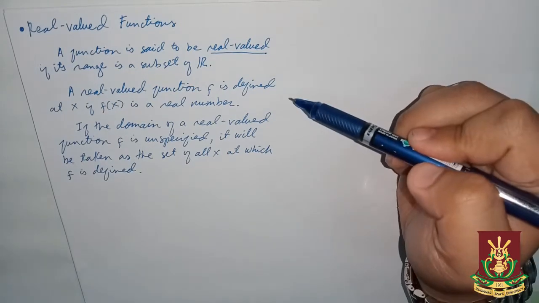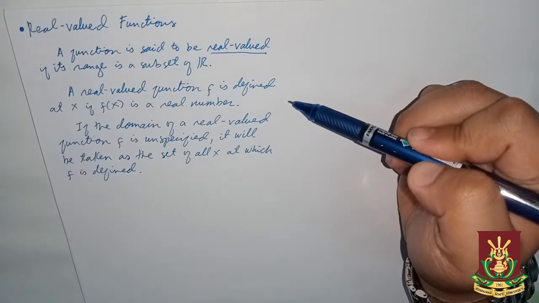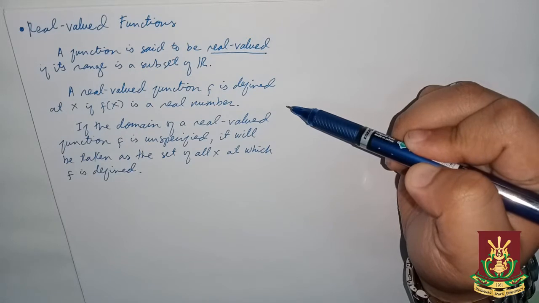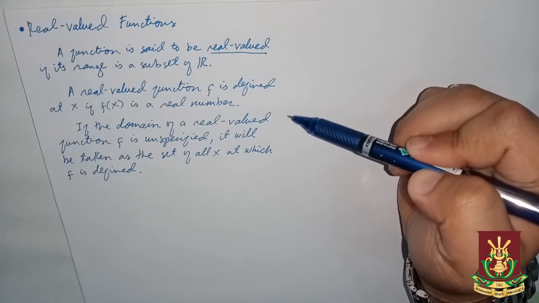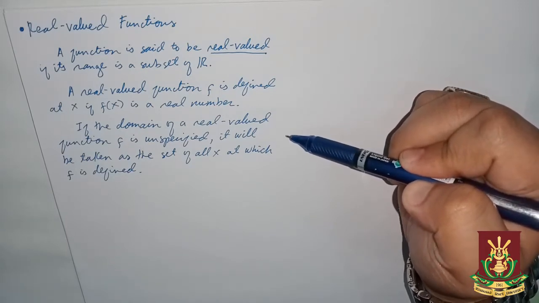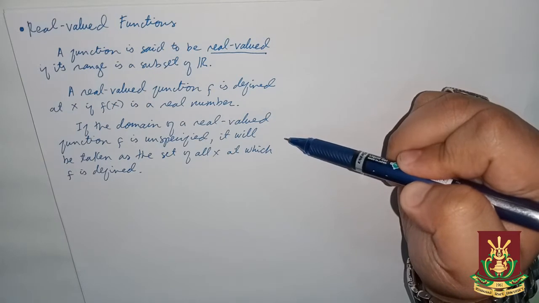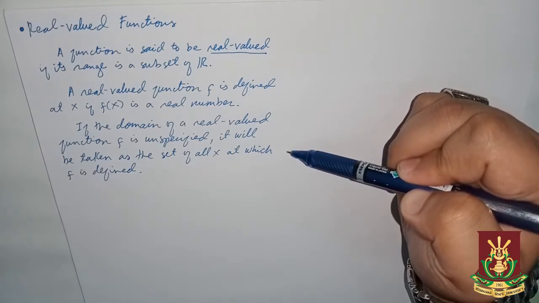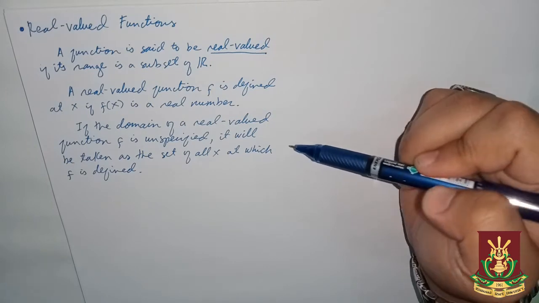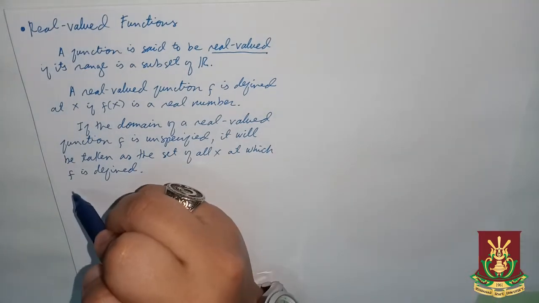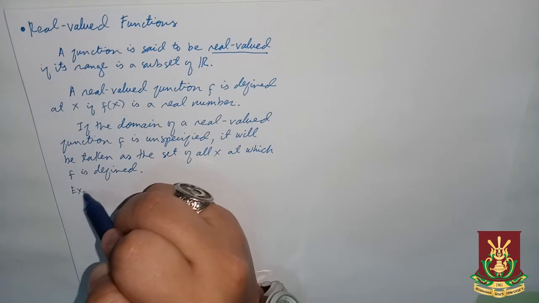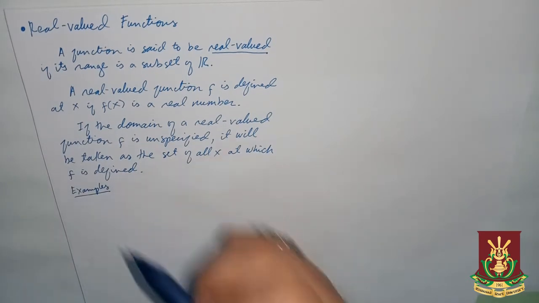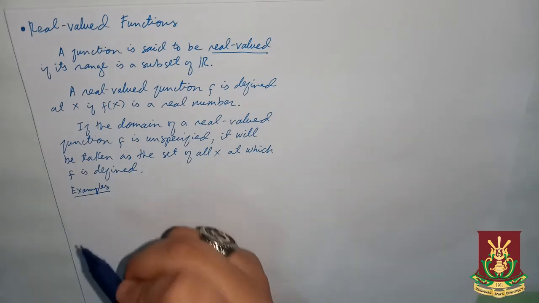A real-valued function f is defined at x if the image of x under f is a real number. If the domain of a real-valued function f is unspecified, it will be taken as the set of all x at which f is defined. Now, we are going to consider some examples on how to find the domain and image of some functions.